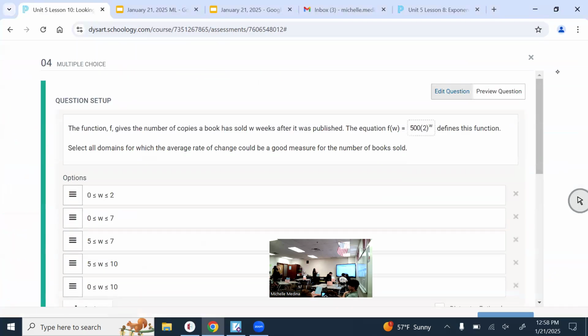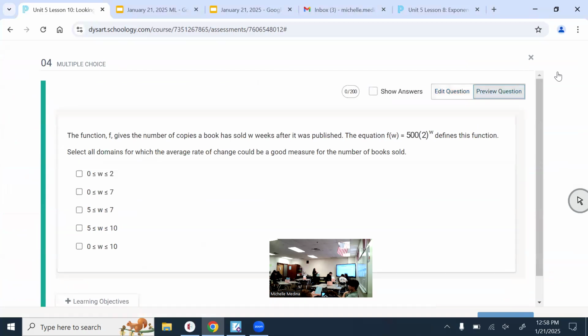Okay, so the function f gives the number of copies of the book sold weeks after it was published. It gives you an equation. Select all domains for which the average rate of change could be a good measure for the number of books sold. When we talk about domains, we're talking about all the what in a function? All the x's. And in this case, they're giving that as weeks.